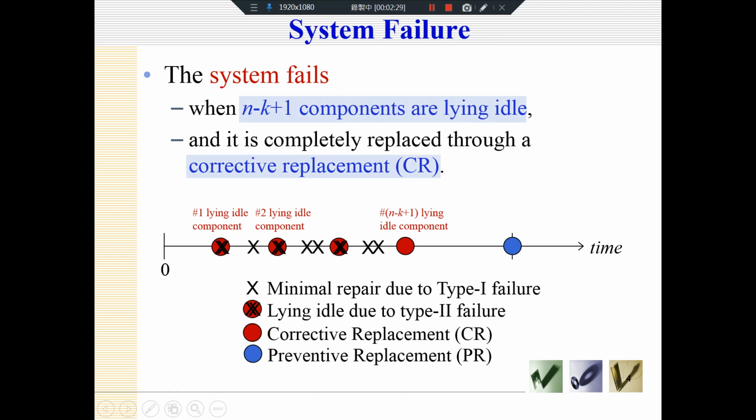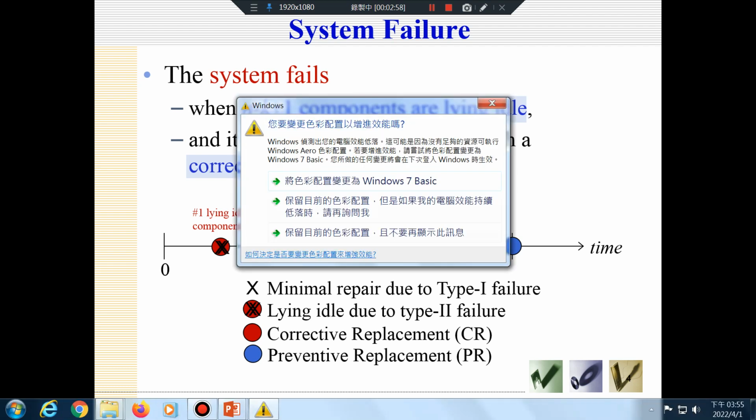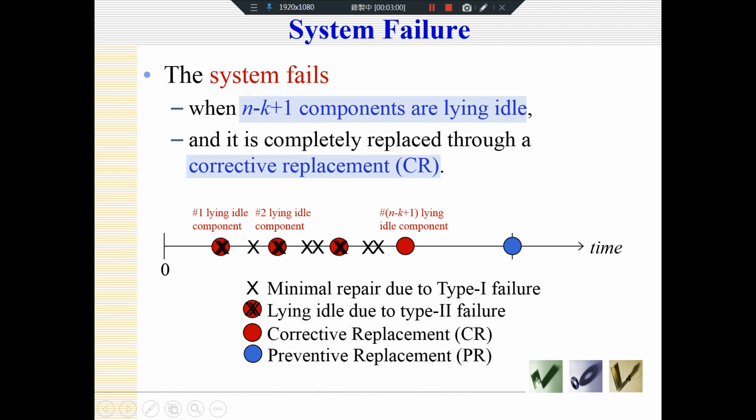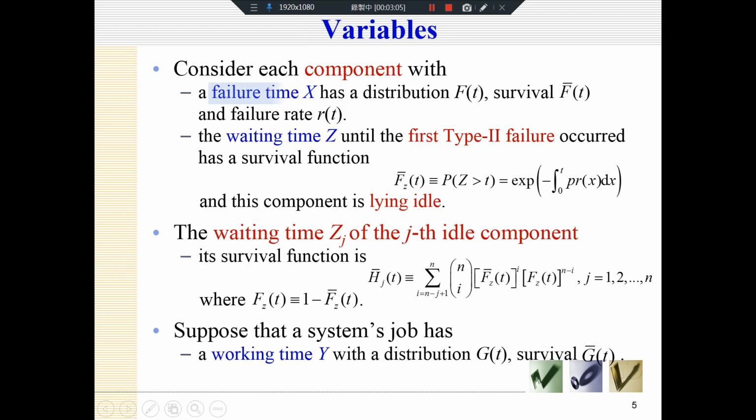The system fails when N minus K plus 1 components are lying idle and is completely replaced through corrective replacement CR, like this figure. The 3 points are lying idle due to type 2 failure, these points are minimal repair due to type 1 failure, the red point is corrective replacement CR, and this is preventive replacement PR.